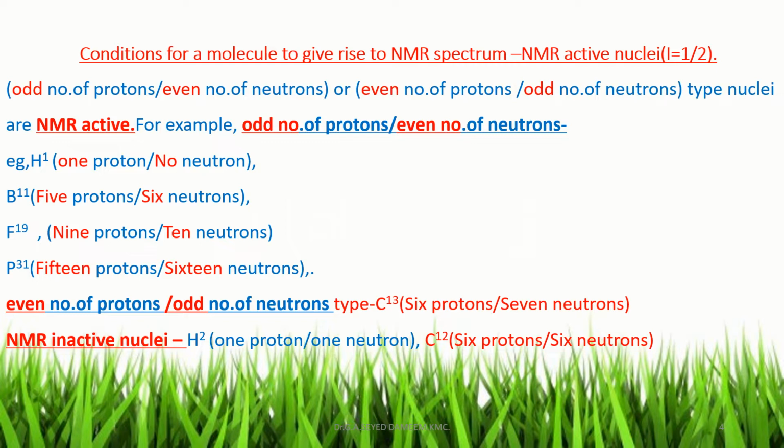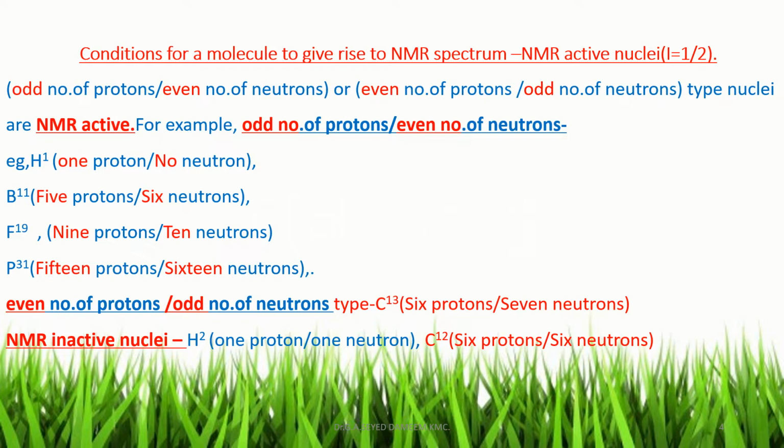So odd number of protons, even number of neutrons. That is, a nucleus with odd number of protons and even number of neutrons, or even number of protons and odd number of neutrons, can give NMR spectroscopy. These nuclei are NMR active. For example, for odd number of protons with even number of neutrons, there are a number of examples.